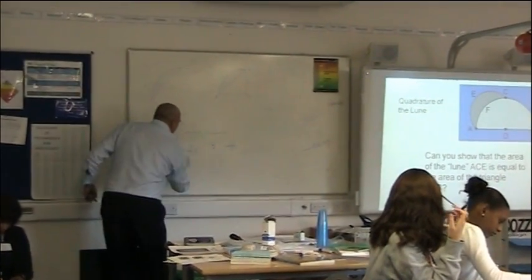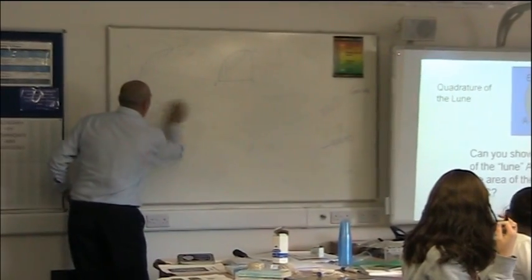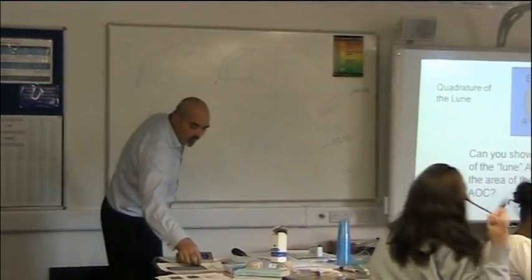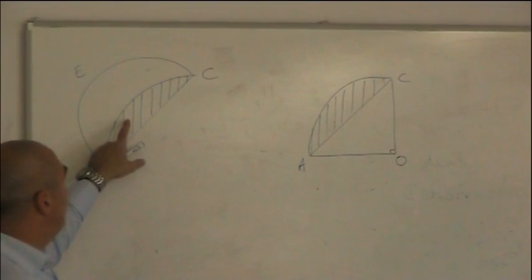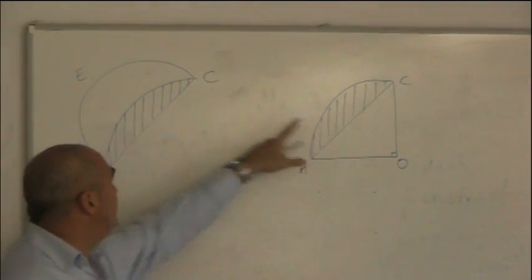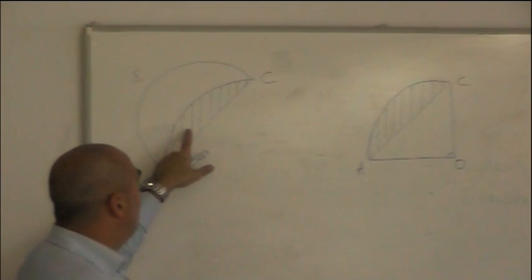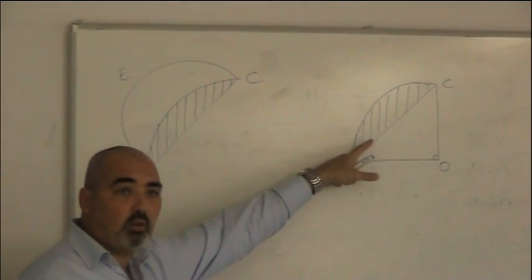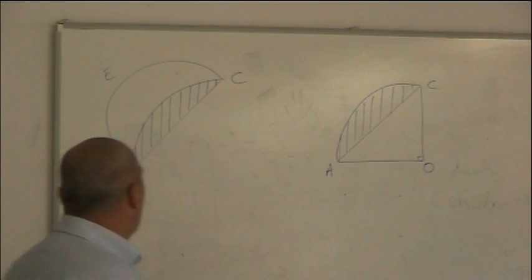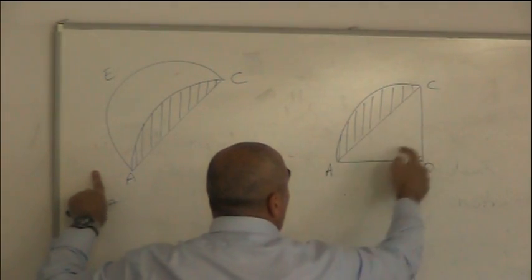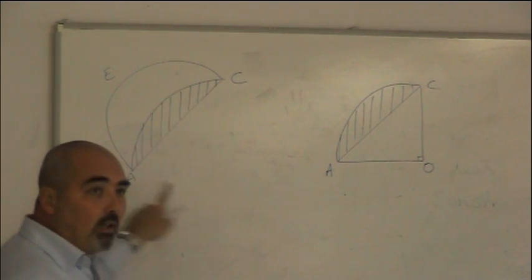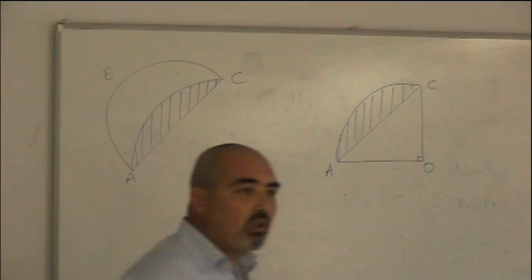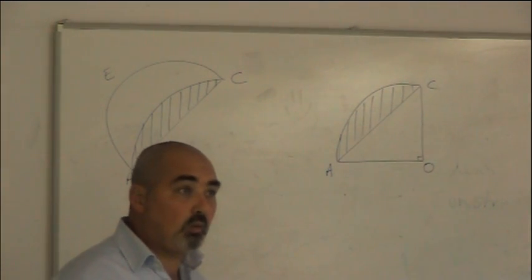So in the words of Blue Peter, here's one I prepared earlier, and what we're trying to do is show that this shape here has the same area as this shape here. Now what you find is you've got this shaded area, which is common to both of the shapes. So all I've really got to do to show that this lune is the same as that particular triangle is to show that this semicircle here has the same area as that quarter circle there, which is really neat. Okay, and that's what he did.